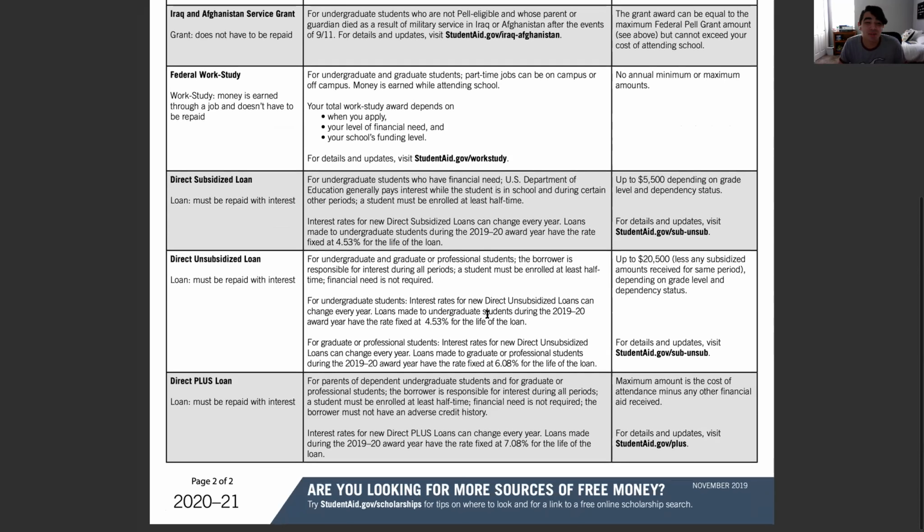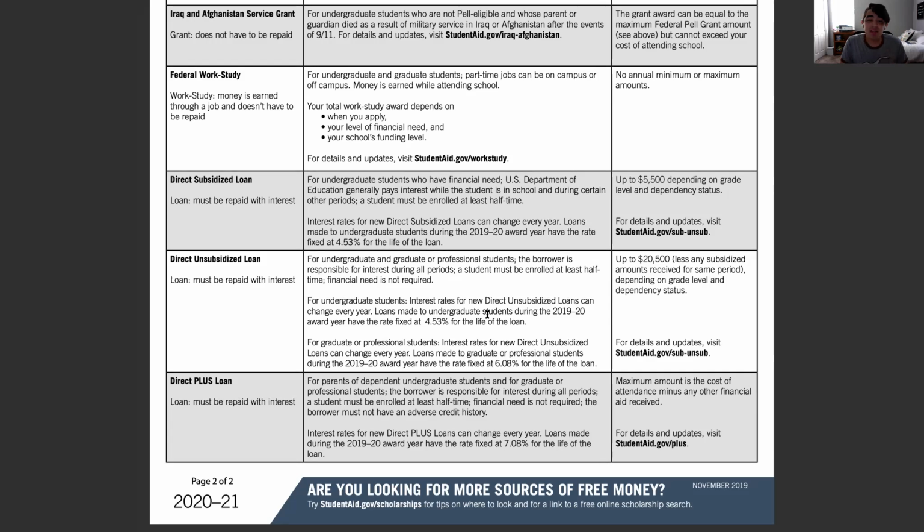Now we're getting into the loans. Loans can be a scary thing, but federal financial aid is an amazing loan option that will help you, and it has very low rates, the lowest rates in the country. So there's the subsidized loan, the unsubsidized loan, and the PLUS loan. These are all loans, and they all have interest. It depends on when the interest is occurring, but they all have interest, okay?